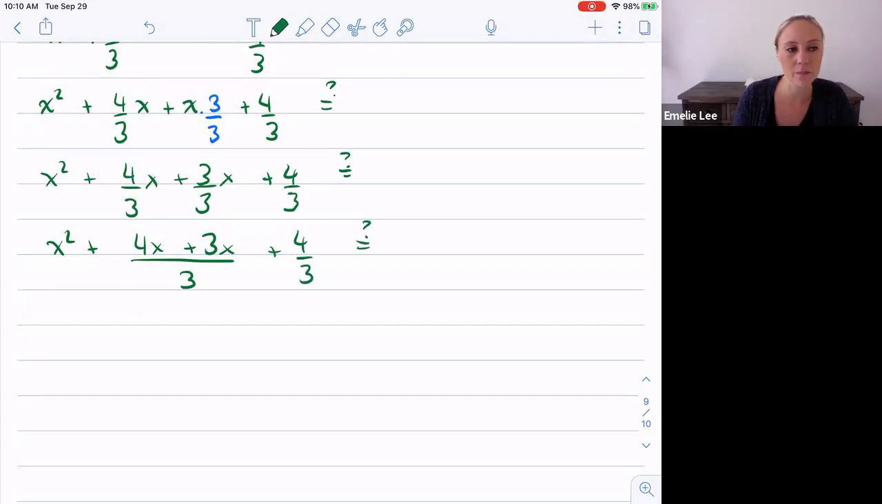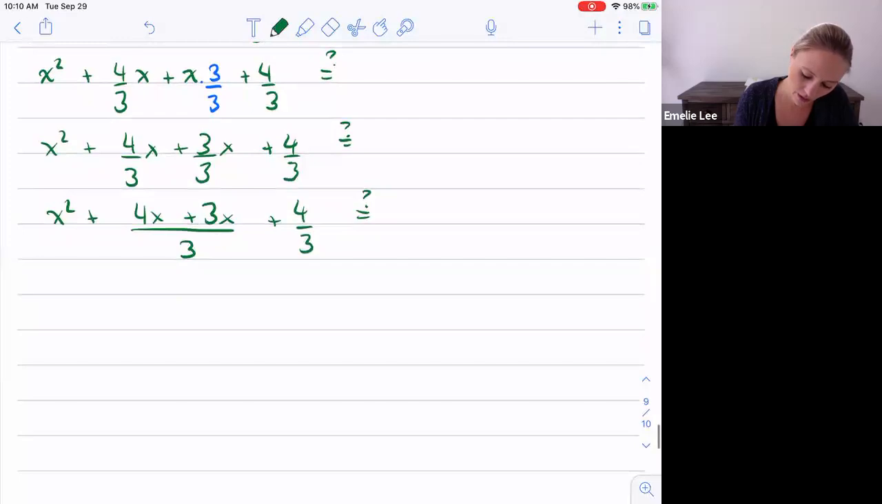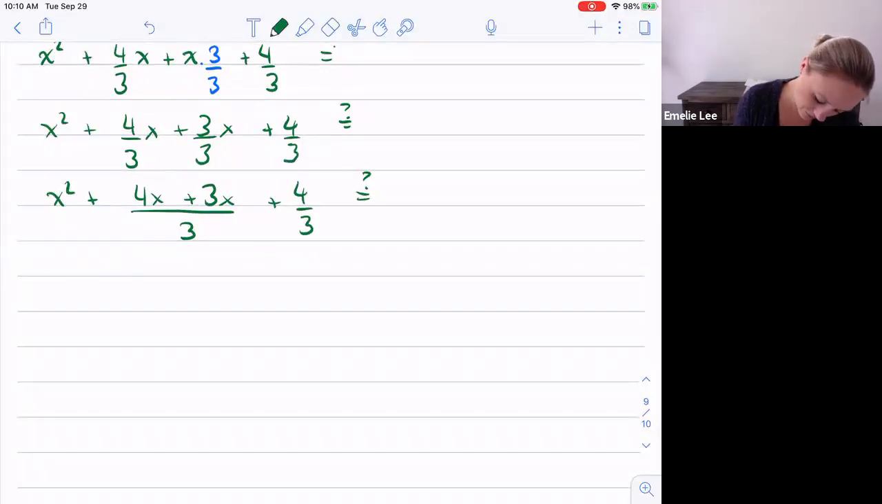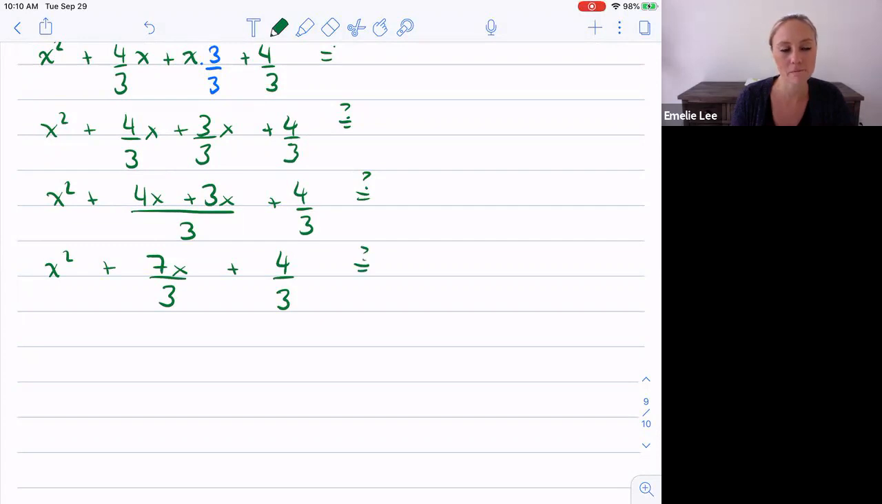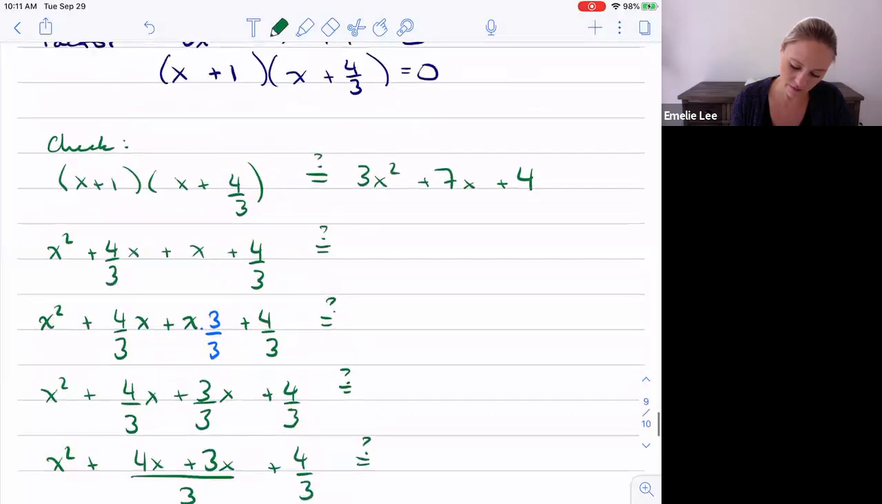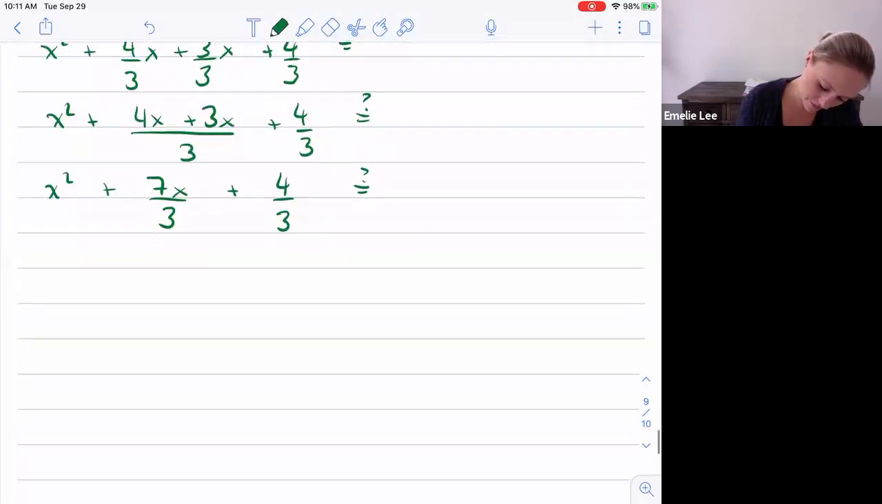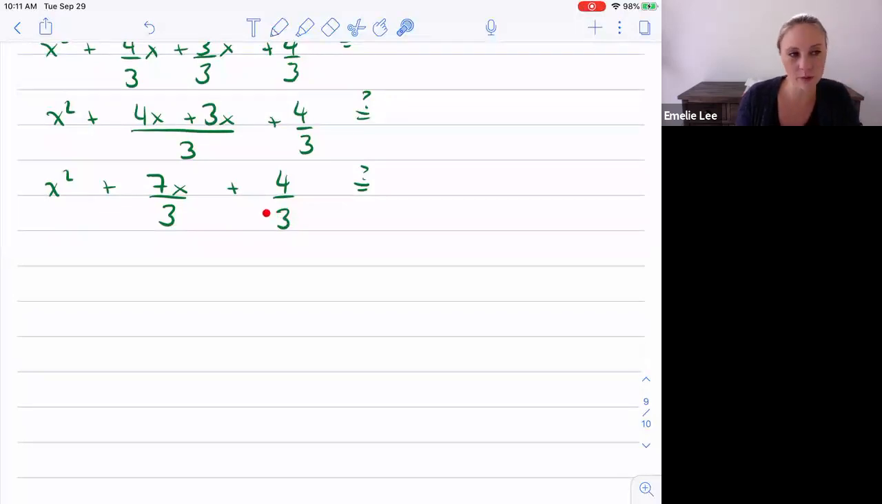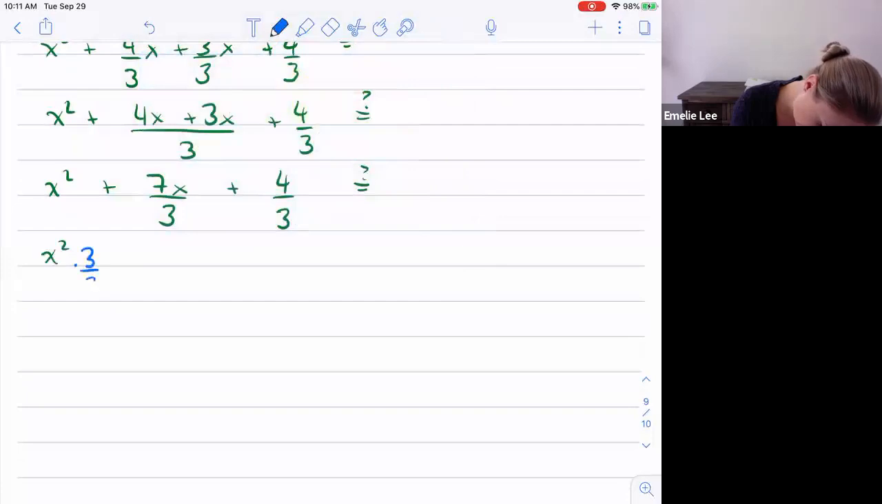Does it equal the right-hand side? Okay, so I'm getting there. I get x squared plus 7x over 3 plus 4 over 3. The only thing that's not over 3 is this x squared. But if I want to combine all these and have a common denominator, then I need to multiply this by 3 over 3. So I get x squared times 3 over 3 plus 7x over 3 plus 4 over 3.